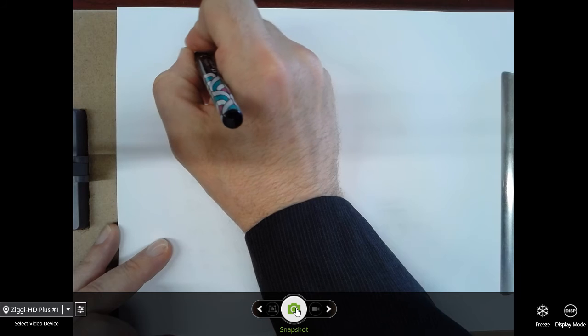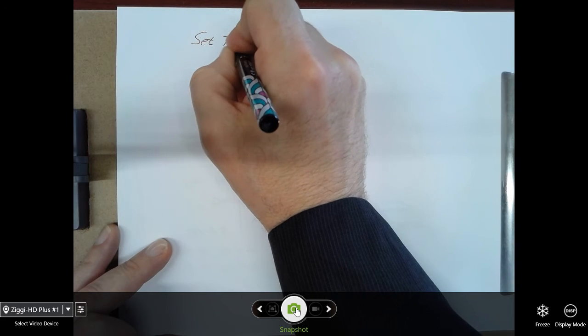All right, so let's change gears. So let's talk about set theory.